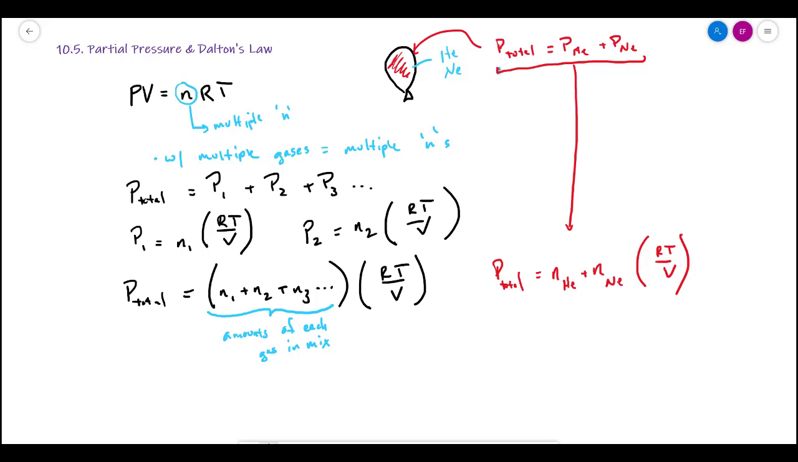We call these individual pressures here P1, P2, P3, or up here more specifically P helium, P neon, partial pressures. And we call them partial pressures simply because they're part of the total pressure and they add up to whatever the total pressure is. So it's pretty simple. If we know how much of each of the gases are there, we can write an ideal gas law for each, or a simplified gas law where we've pulled out the number of moles of each, and the sum of those partial pressures is always going to add up to the total pressure of the balloon.